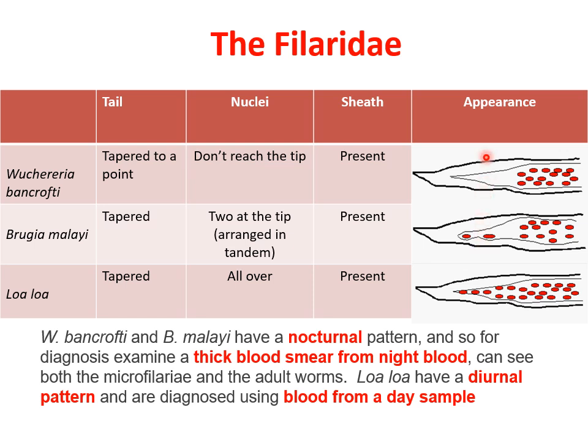What differs between Wuchereria bancrofti and Brugia malayi is that the tapered end for Wuchereria bancrofti is usually devoid of nuclei, whereas for Brugia malayi you will find two nuclei, one terminal and one subterminal. If you look at the microfilaria of Loa loa, the nuclei go till the end, so there is a continuous display of nuclei all over the microfilaria.